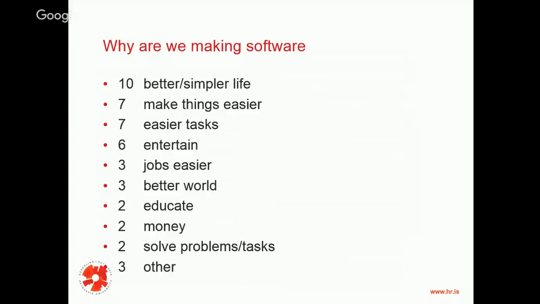And then I really like this question: why are we making software? And I liked your answers too. Many people said it's to have a better and simpler life, to make things easier, and then to make easier tasks. And I think all of these are heading towards the same direction. It's about making something easier, if it's tasks, things, or the whole life.